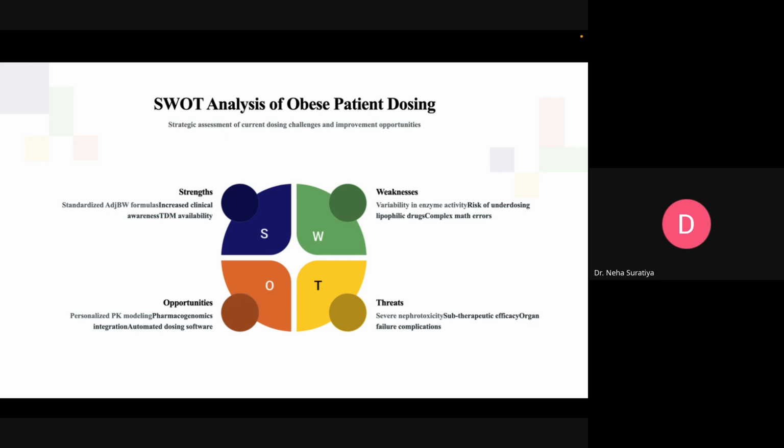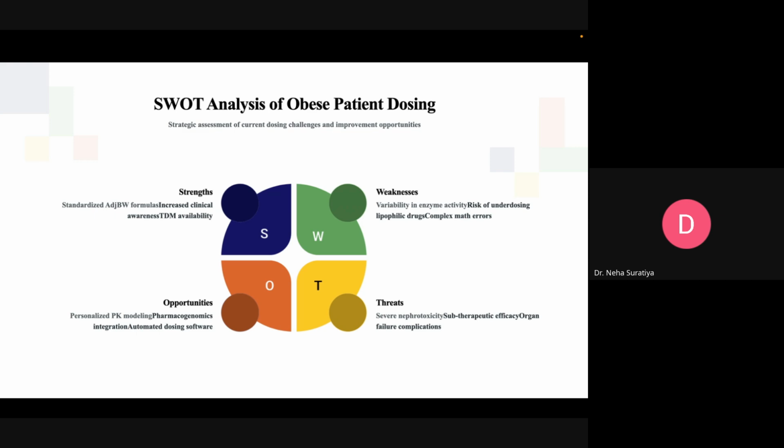Now you need to understand this SWOT analysis of obese patient dosing. For the sake of understanding only, I have introduced this slide. This slide is a little important because it makes you think strategically, not mathematically. So let's look at obese patient dosing using a SWOT framework. This is a very common question asked by recruiters when you are handling interviews. SWOT is strengths, weaknesses, opportunities, and threats.